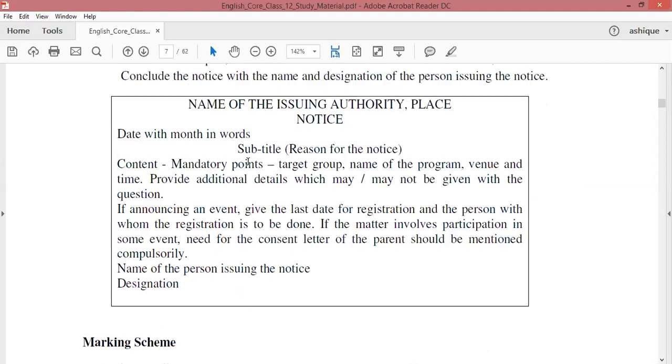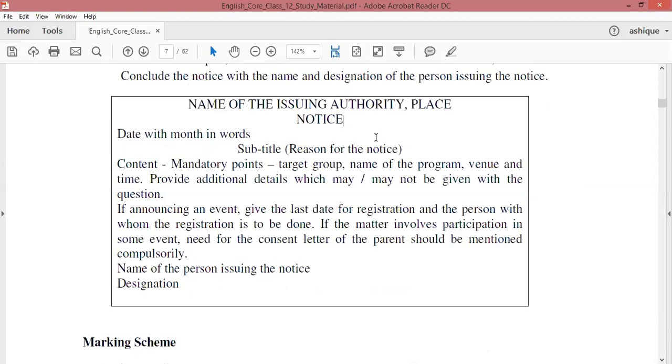Okay, subject, title, reason of the notice, why you are writing the notice, lost and found. What are the types? So many types of notice are there. Which notice you are writing, that will be very clear. That is the subject or subtitle of the notice.